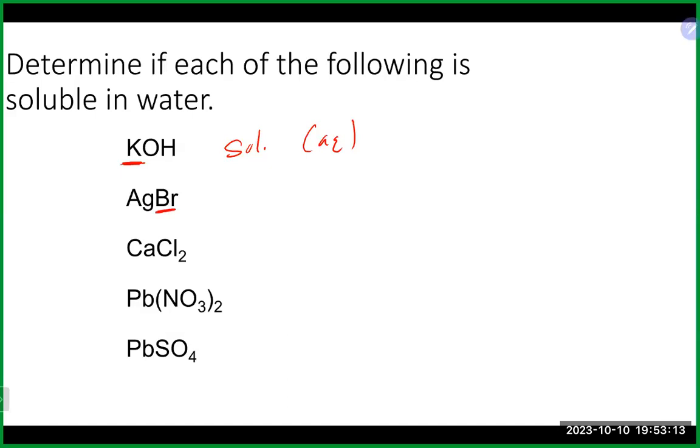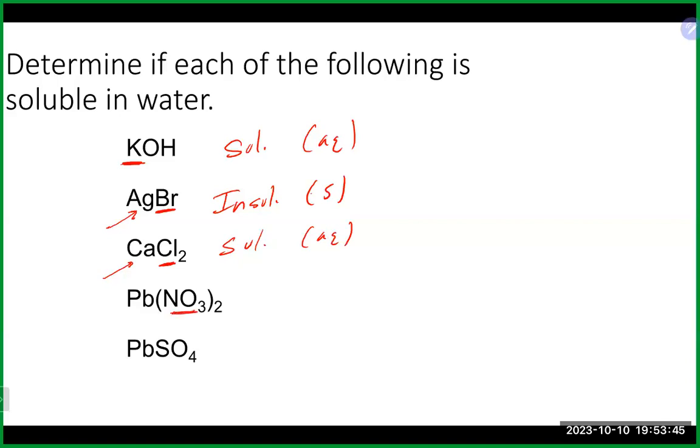Bromide is soluble in everything except for silver, lead, and mercury. So in this case, it's going to be the opposite, which is insoluble. And it should get a solid in this case. Calcium chloride. Chlorides are soluble in everything except for silver, lead, and mercury. And that is not the case here, right? So this should be soluble.